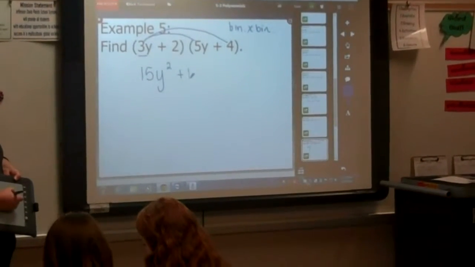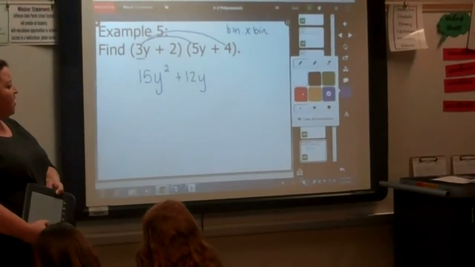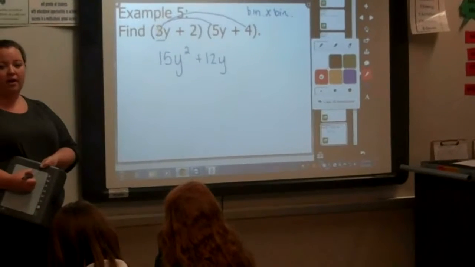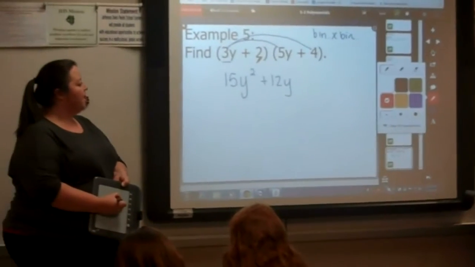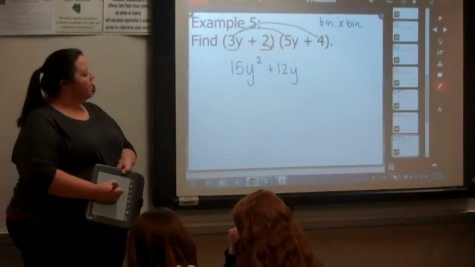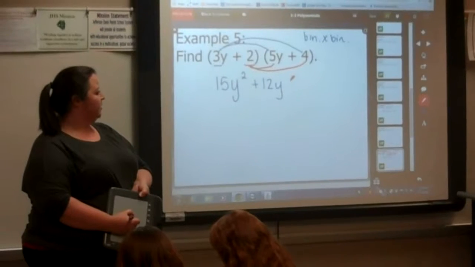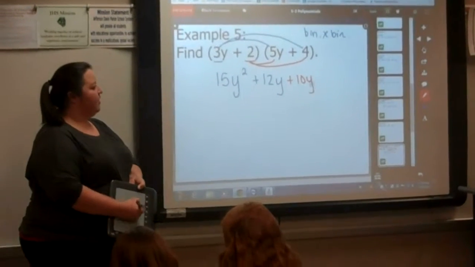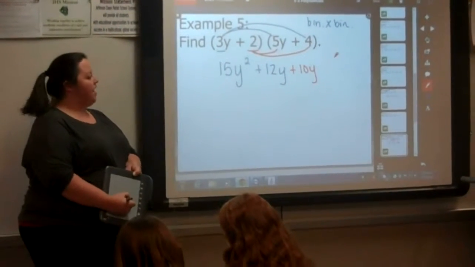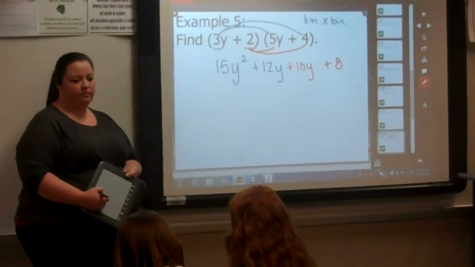12y. So plus 12y. Now, we've only distributed one part of that binomial, so we have a second term that we need to distribute, right? If we distribute that 2, what do we get first? 2 times 5y? 10y. And then 2 times 4? 8. Good. You think we're done?